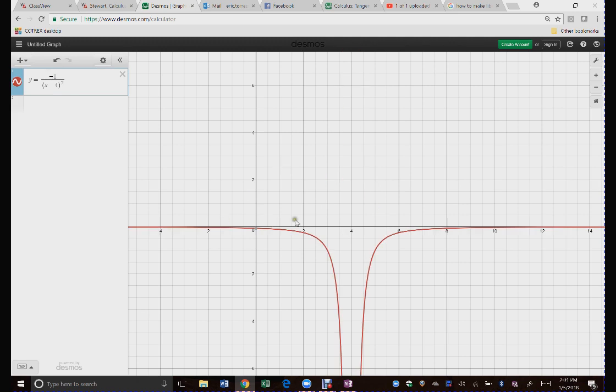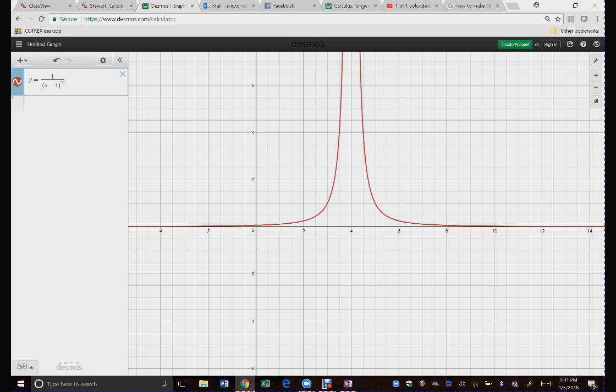Now as I approach from the left of 4, it's going to negative infinity. As I approach from the right of 4, it's going to negative infinity. That's not the only thing I can do. We have functions that, let's take a look at this.